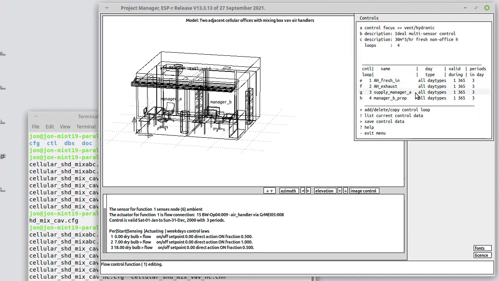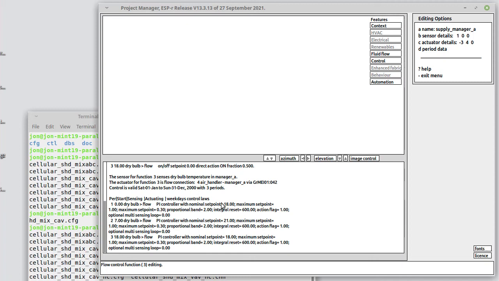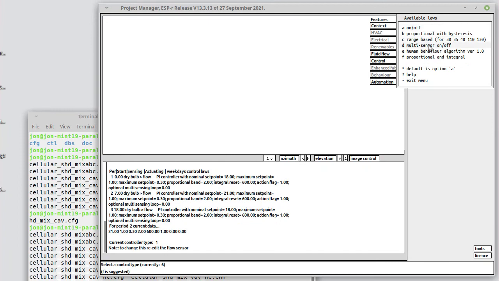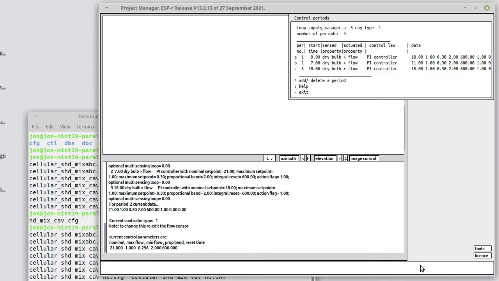However, if you go into the manager, we then have a proportional controller at three different times of the day with a set point of 18, 21, and back to 18. We have a proportional band to apply of 2 degrees. So in the middle of the day, here's our proportional controller, PI control, starting at 7, and here are our values for it. The 600 is a reset time in seconds. And we will use a direct action for that controller, and we will base it on the sensor for this particular loop. Similar pattern in the other office.